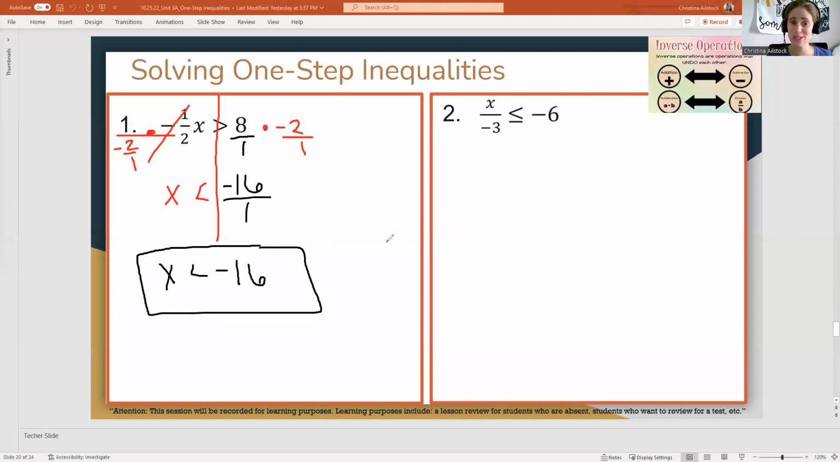And we have our answer. We're done. So not really too different. We just got to remember that one rule. If we multiply or divide by a negative, you flip your inequality sign.